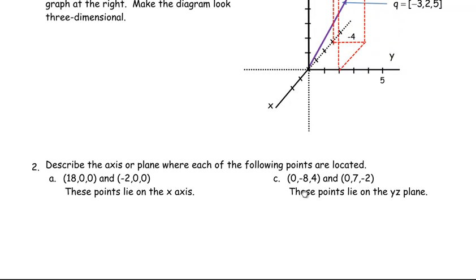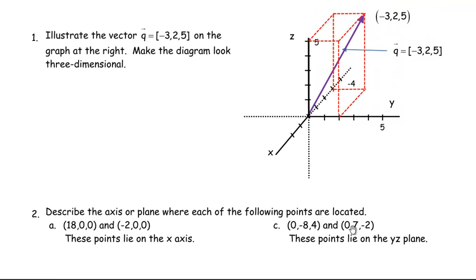For question C here, 0, negative 8, 4, and 0, 7, negative 2. Notice the x coordinate in both those points is 0. So we will go negative 8 in the y and then 4 up. And so that's on the y-z plane. And then the same idea with this one here, because we don't go anything in the x. We just go 7 in this case and then 2 down. So it's still on that xy plane. The plane that would be really on the surface of this page. That'd be the xy plane.